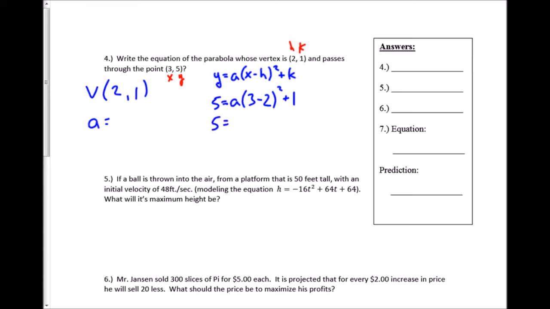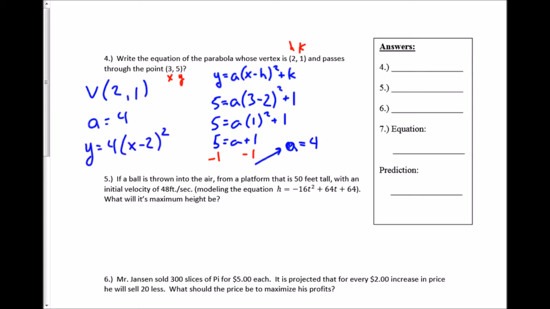So I get 5 equals a times 1 squared plus 1. So I've got 5 equals a plus 1. I subtract the 1 from each side and find out that a equals 4. So now to write the equation, I just say y equals 4 times (x minus h, which is the 2) squared plus k. And that's it. Okay, just plugging it right back in.